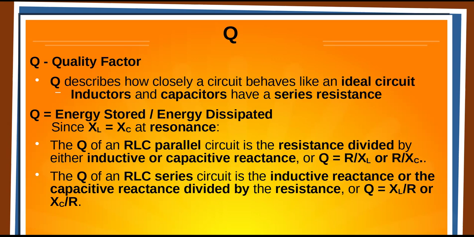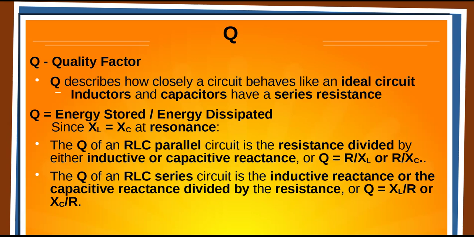In series, for high Q, you want a low series resistance. Could you say that the Q in a parallel circuit is just the resistance divided by the reactance? Because it's resonance, so the capacitive and the inductive reactances are the same, so just say reactance. Take that confusing L and C out.